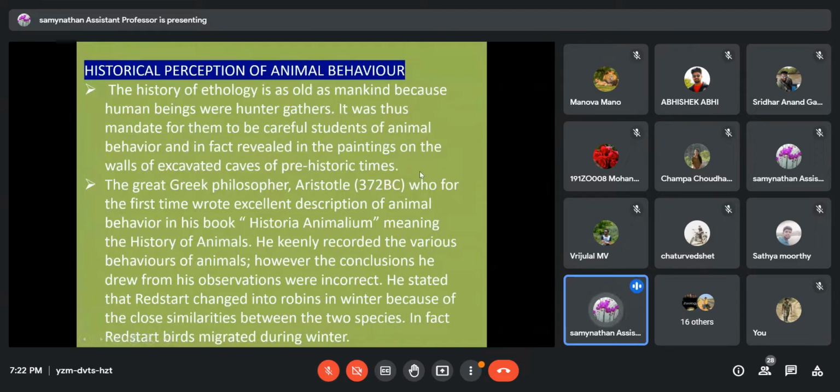The great Greek philosopher Aristotle, in 372 BC, for the first time wrote an excellent description of animal behavior in his book Historia Animalium, meaning the history of animals. He keenly recorded the various behaviors of animals. However, the conclusions he drew from his observations were incorrect. He stated that redstarts changed into robins in winter because of the close similarities between the two types. In fact, redstart birds migrated during the winter.